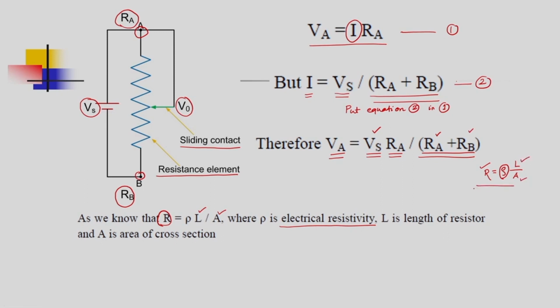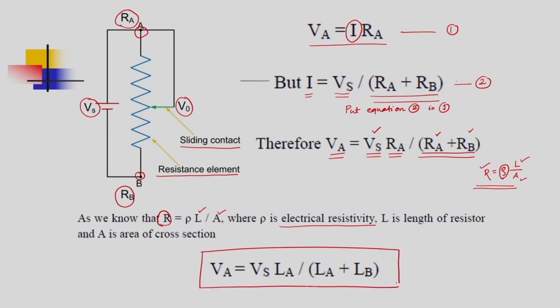So, let us use this correlation and modify the equation of VA. What we get here is VA is equal to the supply voltage into the length of contact from point A, divided by the total length of the resistance element, that is LA plus LB. So, as you can see, from point A, if we vary the sliding contact length, then there is a change in potential difference, and that is nothing but the potentiometer.